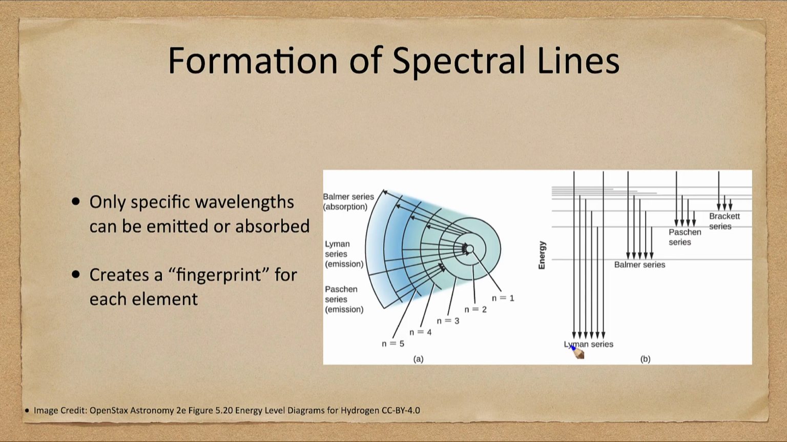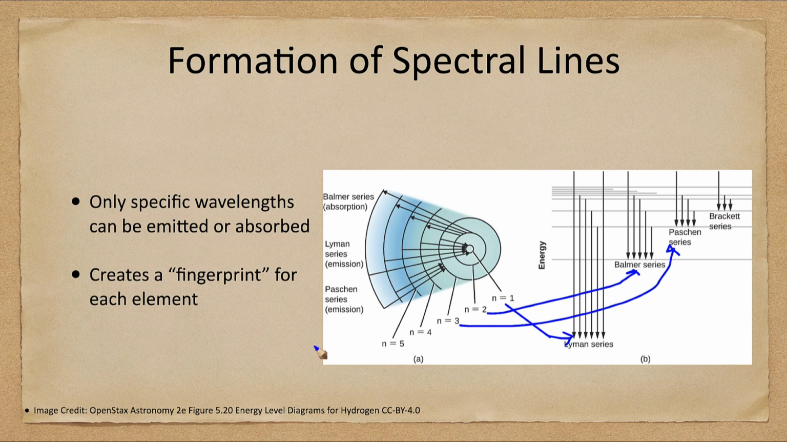If you're transferring to the ground state, n equals 1, you get the Lyman series. Those are very high energy and in the ultraviolet. N equals 2, if you're ending up at that state, you get the Balmer series, which is in the visible. N equals 3, you will get the Paschen series, which is in the infrared, and so on.